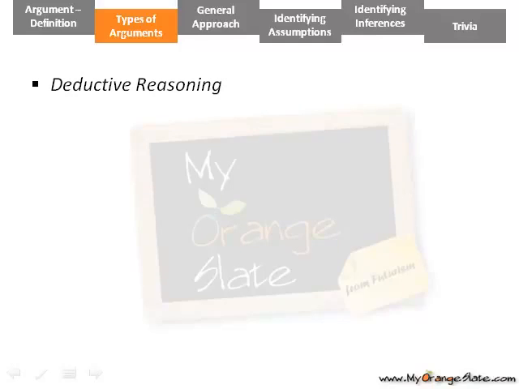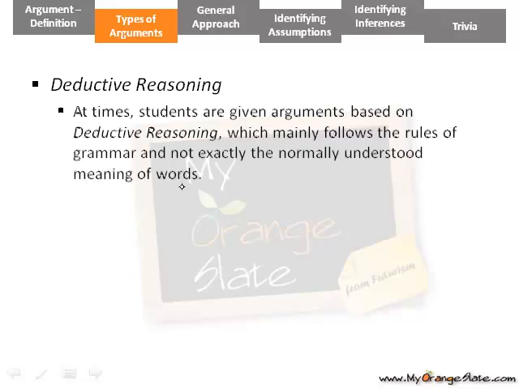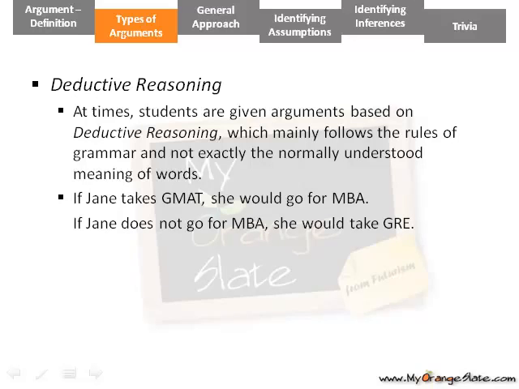You may also find certain arguments in deductive reasoning format. In case of deductive reasoning, the arguments normally follow the rules of grammar and not so much the generally understood meanings of the words. Say once again, if we take an example: if Jane takes GMAT, she would go for MBA. If Jane does not go for MBA, she would take GRE. If Jane takes GRE, she would not get married.